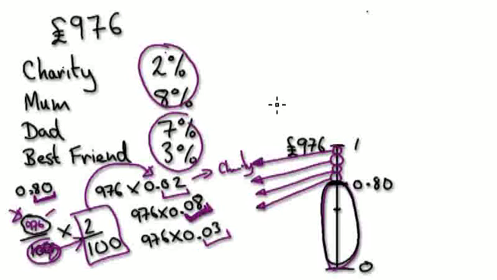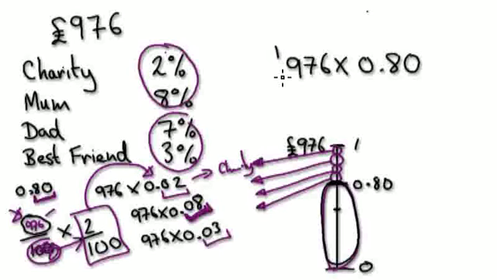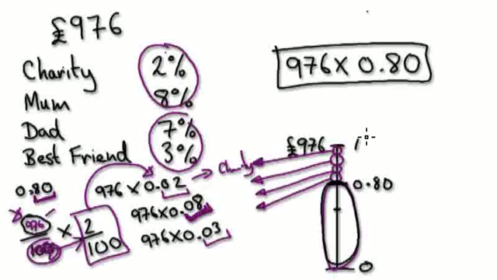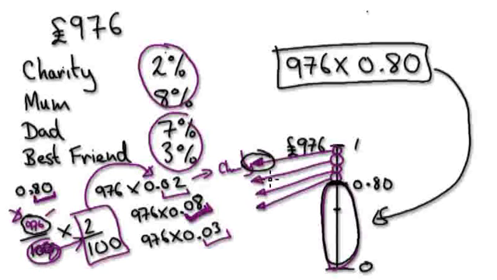So if you want to know how much money is left for you, then you can just do this: 976 times 0.80. So this here would represent how much money is left for you, taking in mind that you've just given 2% to charity, 8% to your mum, 7% to your dad, and 3% to your best friend. What's left for you is actually 80%, because remember, you've only got 100 pieces altogether.